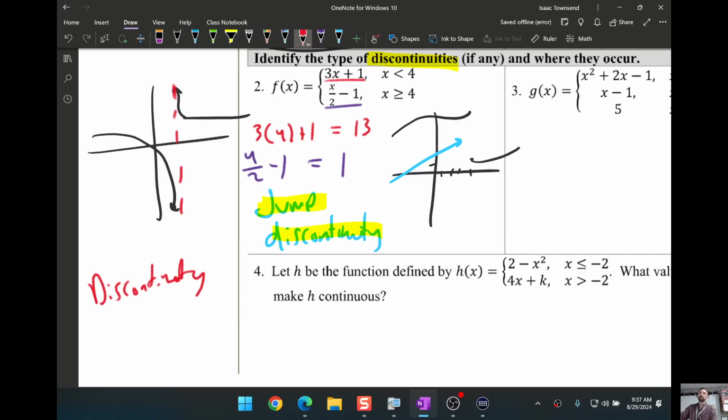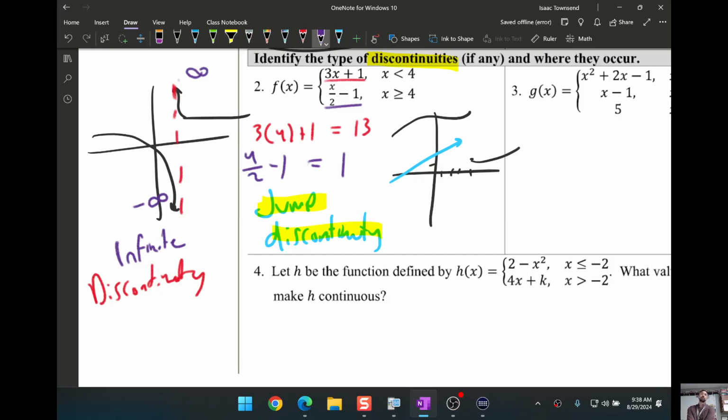Does anyone remember what this type of discontinuity was called? We did this in pre-cal briefly. Asymptote? Close? No, 0. I don't know. What is this going to? Infinity. Okay, what is this going to? Negative infinity. Okay, that's a hint. Infinity. Infinite discontinuity. If it's going to infinity and negative infinity for an x value, it's referred to as infinite discontinuity.